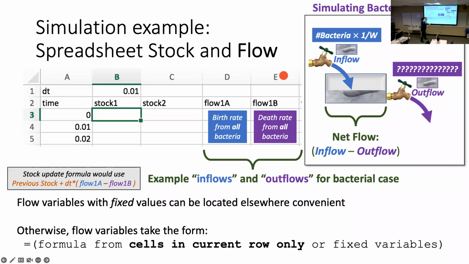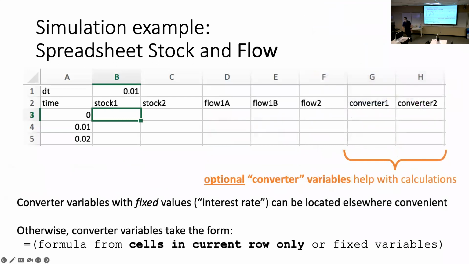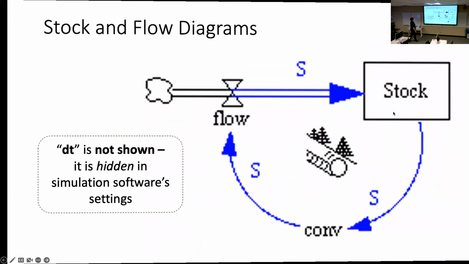And that'll be what you put in this flow formula, so that you can then say that every cell of your bacterial stock will be the previous bacterial stock plus dt times the inflow minus the outflow. So you'll actually get to simulate this, so you'll get some experience with that, like I said, in an upcoming homework assignment. And then, like I was saying, the converters can make things simpler.